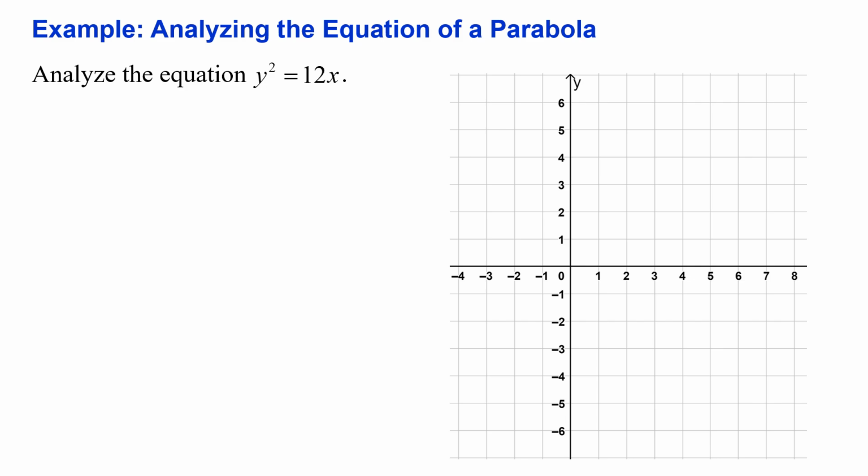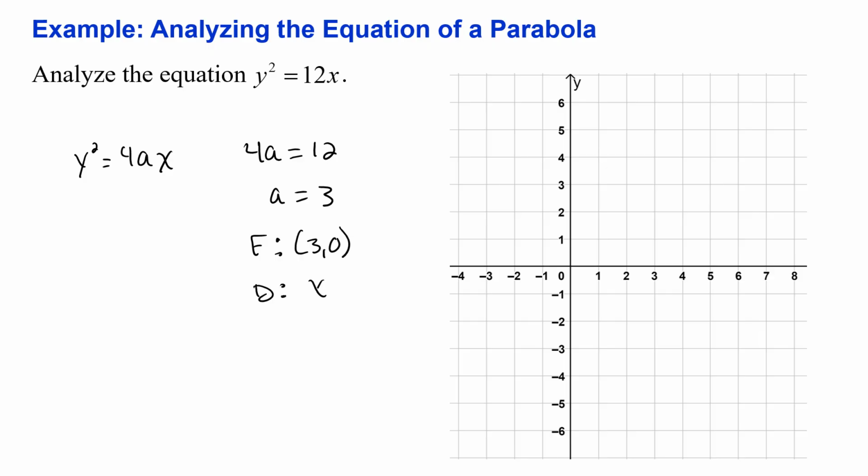So to begin with this problem, we know the general equation of the parabola has the form y squared equals 4ax. Therefore, it must be true that 4a equals 12, which means that a is equal to 3. So then, the focus will be the point (3, 0), and the directrix the line x equals -3. Now let's plot the information we know up to this point.